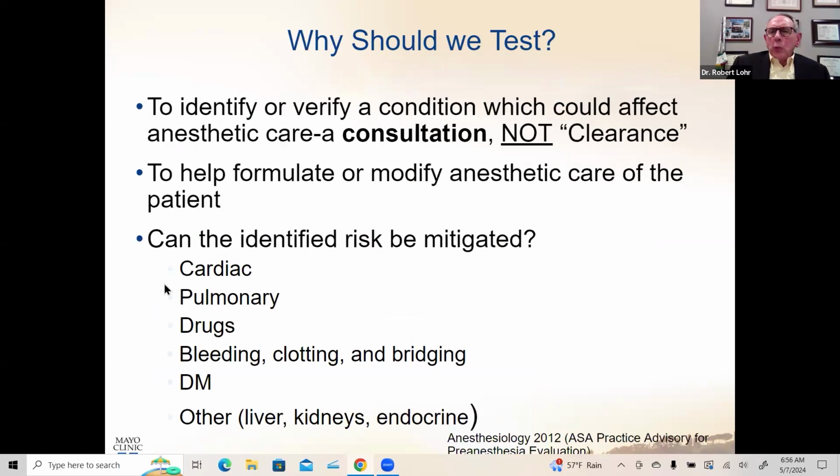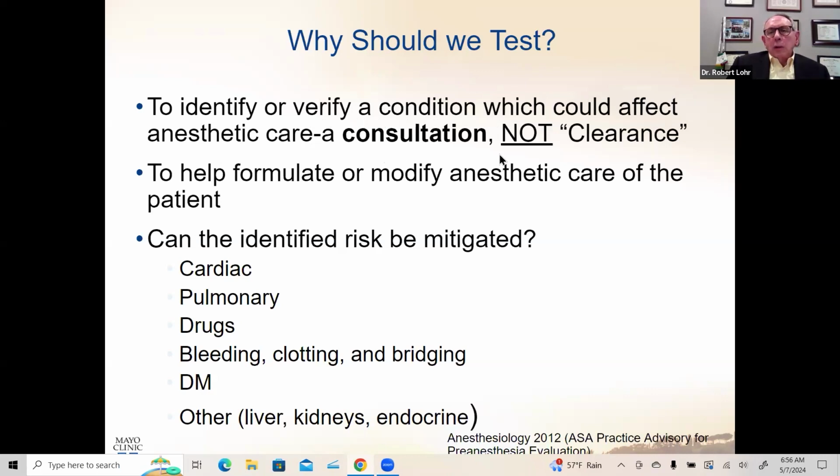So why should we test? Why do we need to do some tests? We want to identify or verify a condition which could affect the patient's anesthetic care. You are performing a consultation when you're doing a pre-op exam, and the audience is the patient, of course, the surgeon, and probably most importantly, the anesthesia team.